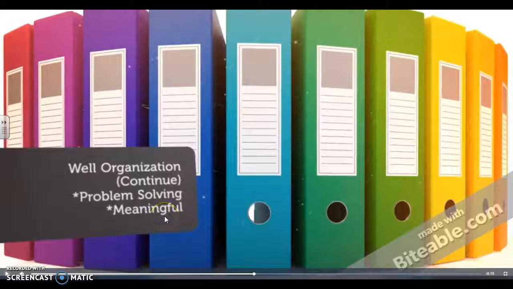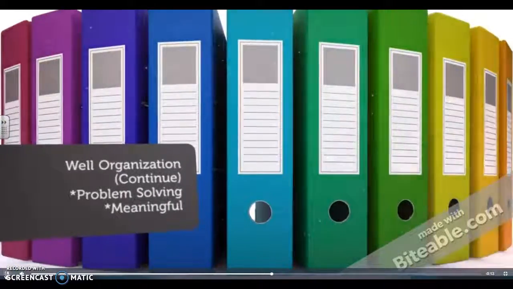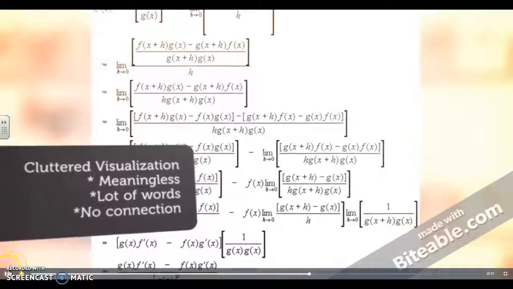And then kind of like relevant is meaningful. I think they're synonyms, but kind of mean different things. But how can I make it meaningful for them and apply it? So some examples of cluttered visualization.